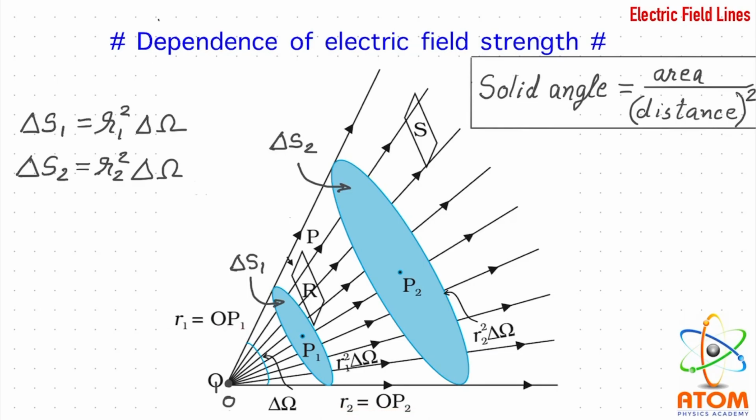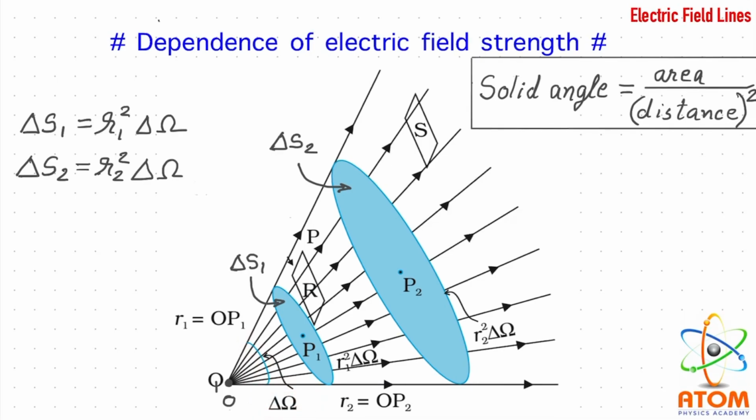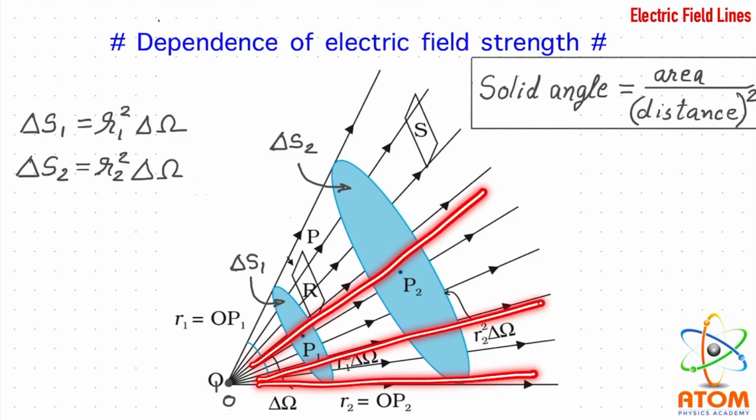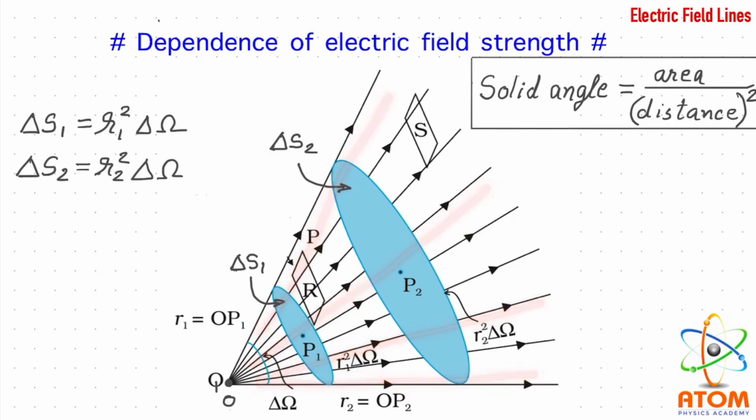So, as per the definition of solid angle, we can say that the area delta S1 will be equal to R1 square delta omega and delta S2 will be equal to R2 square delta omega. I repeat, delta omega is the solid angle made at charge Q. Now, if the number of field lines passing through the areas delta S1 and delta S2 is N, obviously they are the same because you can see in this figure that all the field lines which are passing through delta S1 are also passing through delta S2.